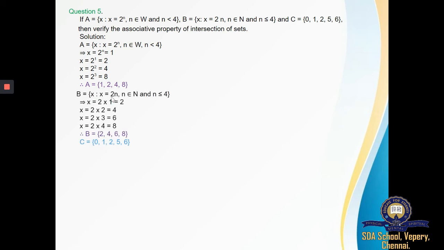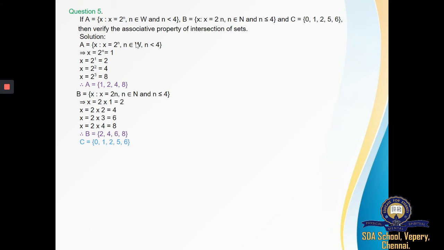B is x such that x is equal to 2n, and again this small n belongs to a natural number and this small n is less than or equal to 4. So, tell me, the natural numbers start from which? It starts from 1, right? So it starts from 1 and it ends up to 4. 4 is included over here.